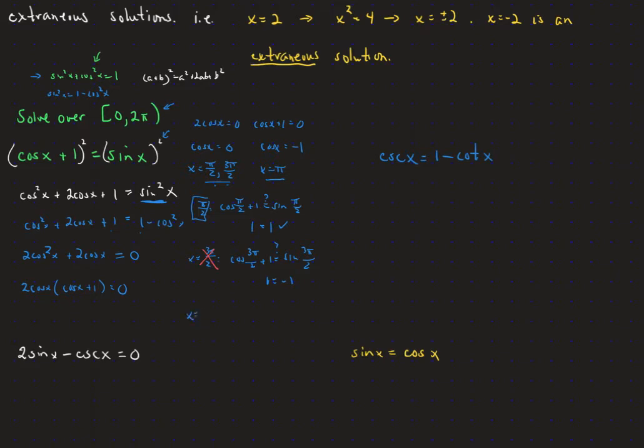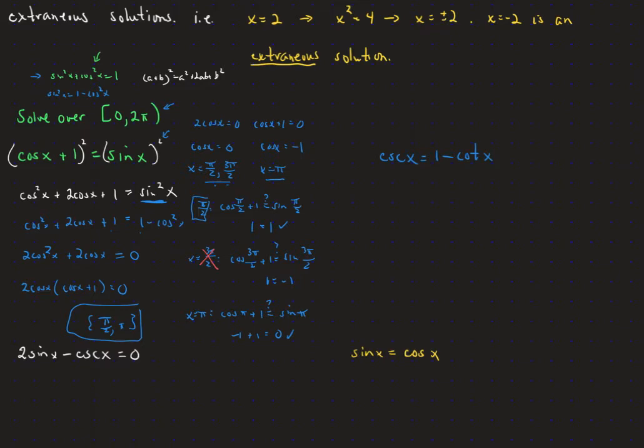And then we still have to check pi, and if we plug that in, we're going to get cosine of pi plus 1 equals, maybe, sine of pi. And the cosine of pi is negative 1, and the sine of pi is 0, and that one does check out. So our final solution set is going to be pi over 2, which was valid, and so was pi. And we rejected the 3 pi over 2 as extraneous.